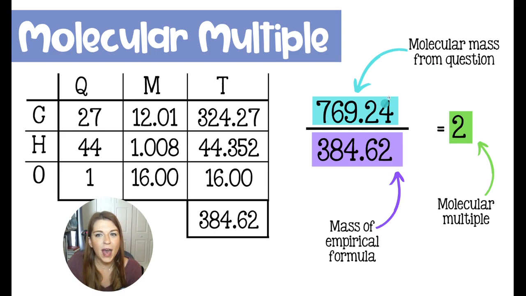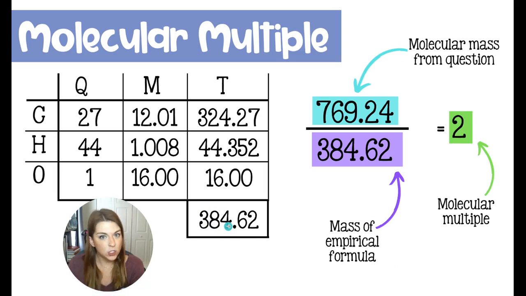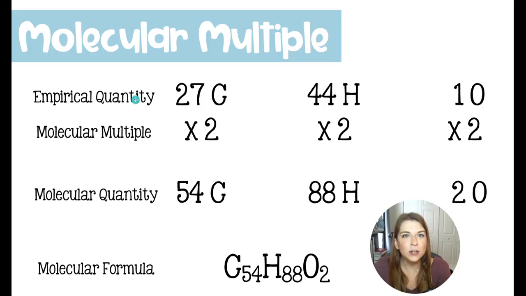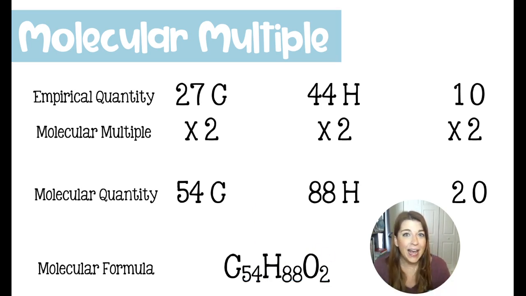So up top right here, we have the molecular mass from the question. We were told it was 769.24 grams per mole. And this empirical mass is coming out to 384.62. So when we divide this, we are getting our molecular multiple of 2. This 2 is going to be multiplied by those subscripts to figure out what the actual formula of this compound was. So we have our empirical quantity, which is the subscripts from the empirical formula. Our molecular multiple was 2. So our molecular quantity or our subscripts are going to come out to 54, 88, and 2 respectively. That's it.